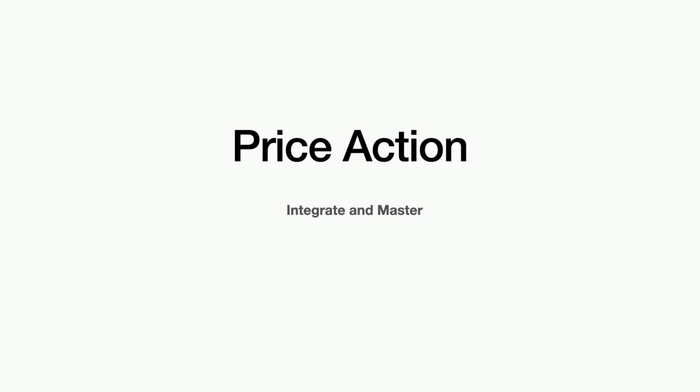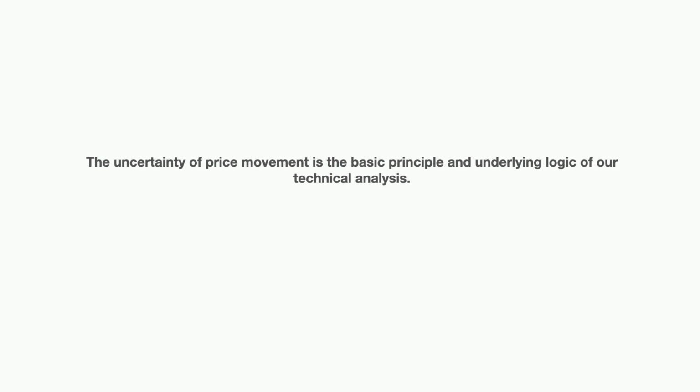The basic principles of price movement are: 1. Uncertainty or multiplicity. We've mentioned this term multiple times in previous teaching videos, but have not delved into the logic behind it. The uncertainty of price movement is the basic principle and underlying logic of our technical analysis. If you can't understand and accept this, it's hard to get on the path to consistent profitability.